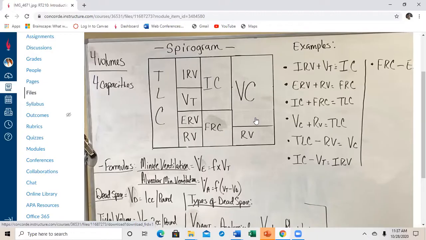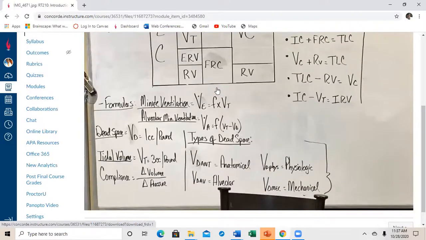But if you don't know that, it'll throw you off and your mind will be gone, okay? But if they say IC plus or IC minus the tidal volume, what is it? Well, all you have to do is look right here. Inspiratory capacity: if I take away the tidal volume, then I'm left with IRV, okay? So if you can do this, I promise you it will make your day so much better.